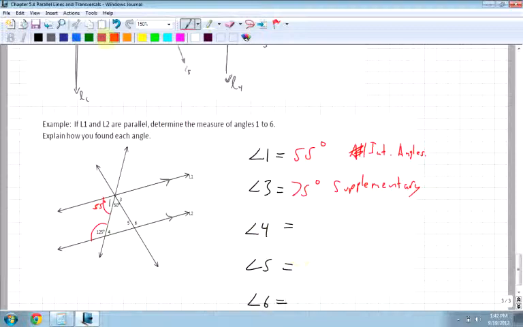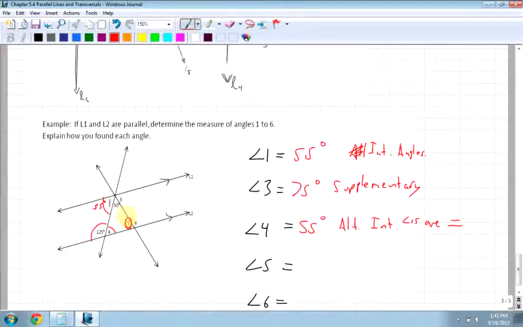Next one I have is angle 4, and angle 4 is down here. Well, angle 4 and angle 1 are alternate interior, so therefore they have to be equal. So that angle 4 has to be 55 degrees. And I got that by alternate interior angles. And remember that they're equal. They're the same angle. Next one I have is angle 5 over here.